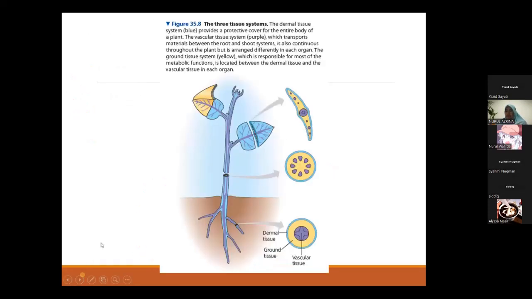All right. Okay. Now, I want you to focus on this picture. You have this picture in the textbook, right? Those that are blue in color. Okay, this is a cross section of a leaf. This is a cross section of a stem, and this is a cross section of a root. Those that are blue in color, these are dermal tissue.